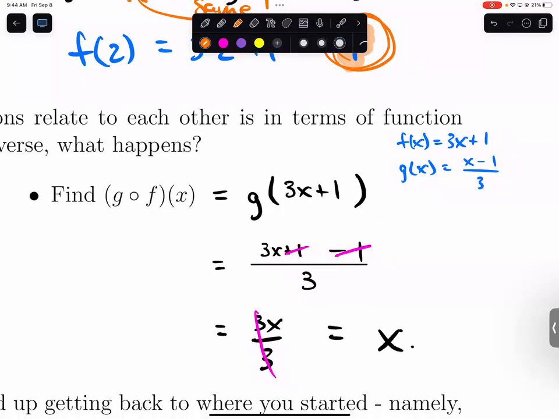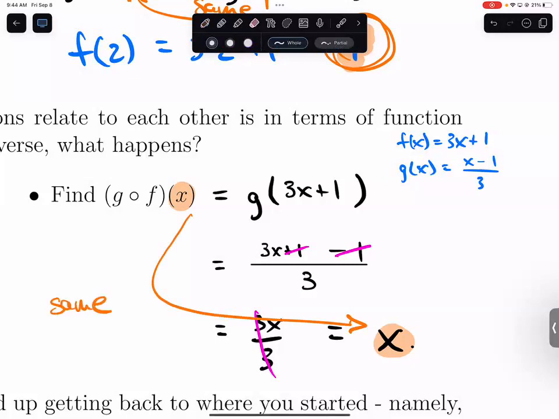No matter what I plugged in, right? This and this are the same. Yep. So if I did this with an X or a T or a 7 or a 19 or a half or a little drawing of a dinosaur, one, then the other is going to get me back out exactly what we started with. And that means that they're inverses, right?